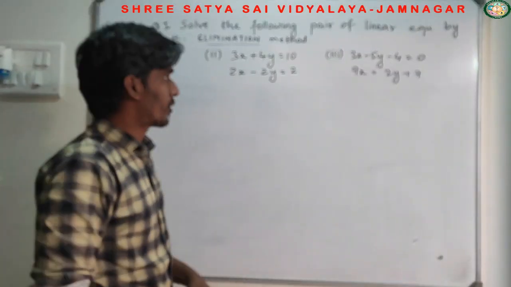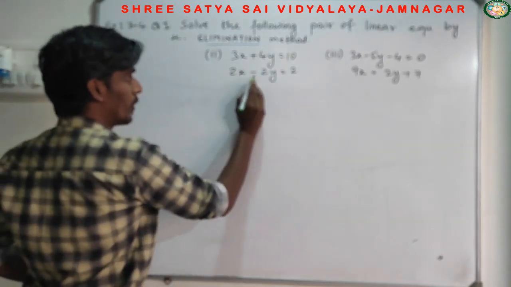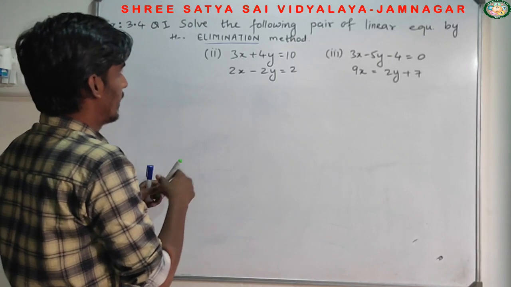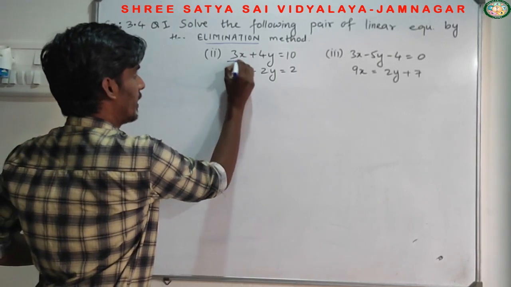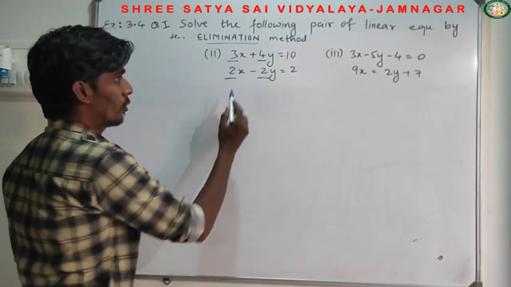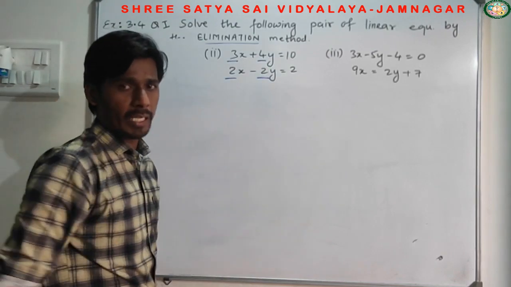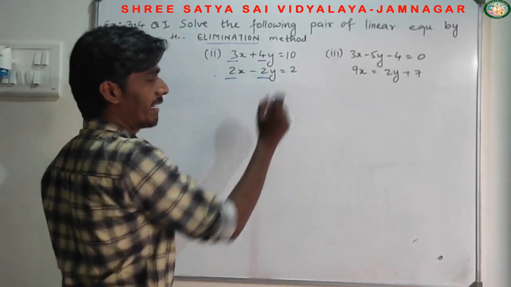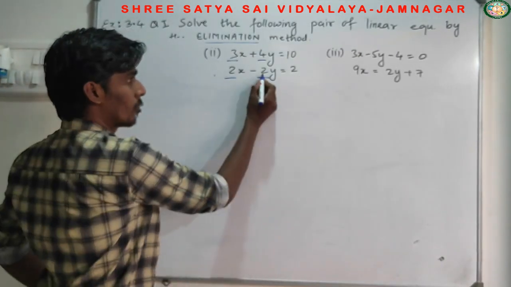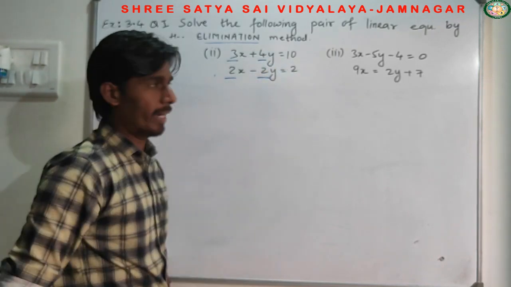Let's start with the second question. Here it's 3x plus 4y equals 10, 2x minus 2y equals 2. If you look at both the coefficients, here it is 3, here it is 2, this is 4 and this is 2. So it is possible to convert this 2 into 4. What can we make this 2? 4, by multiplying the second equation by 2. If I multiply the second equation by 2, this 2 becomes 4, so that we can eliminate the y and y terms.